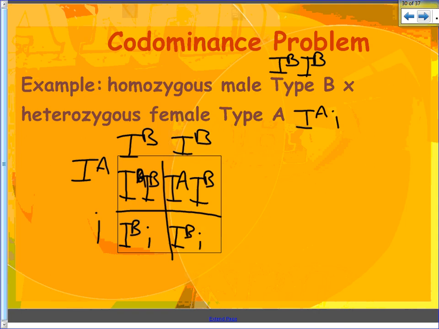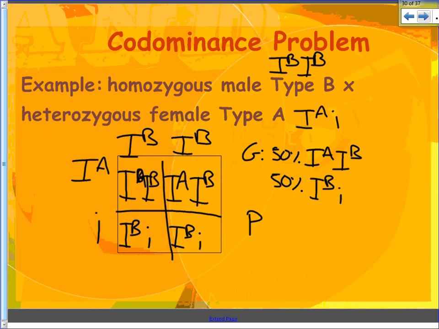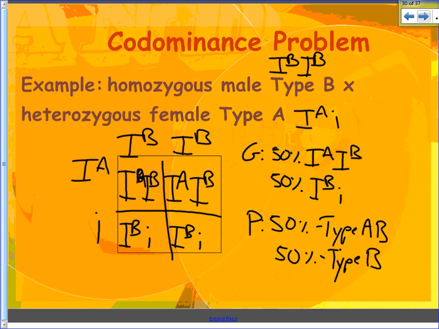So what I would find genotypically is that 50% of the offspring will be IA IB, and 50% will be IB, little i. Phenotypically, what this means is that 50% are type AB, and 50% will be type B. Remember, phenotype is what we see, and so that's what we would see in a blood type.